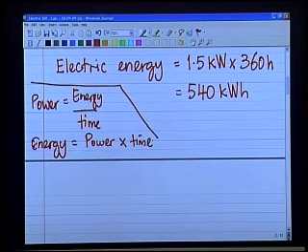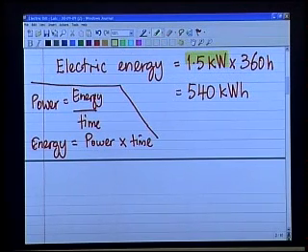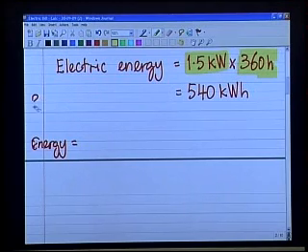Get it? So now what do I have? Power, 1.5 kilowatt is actually power, and I multiply by time. Time here, 360 hours. It's just that we are using a bigger unit. This is to make it easy for payment, easy for calculations. Allow me to erase this so that it is neater.